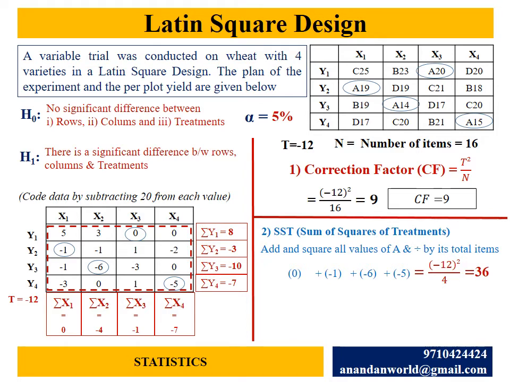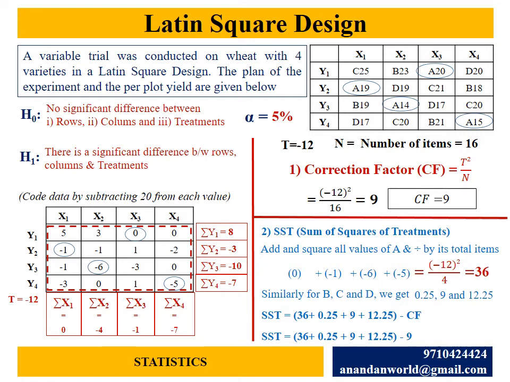Similarly for the other treatments B, C, D, we get the values 0.25, 9 and 12.25. So SST, the sum of squares between the treatments, equals 36 plus 0.25 plus 9 plus 12.25 minus the correction factor. The correction factor is 9, so we get the value of SST as 48.5.